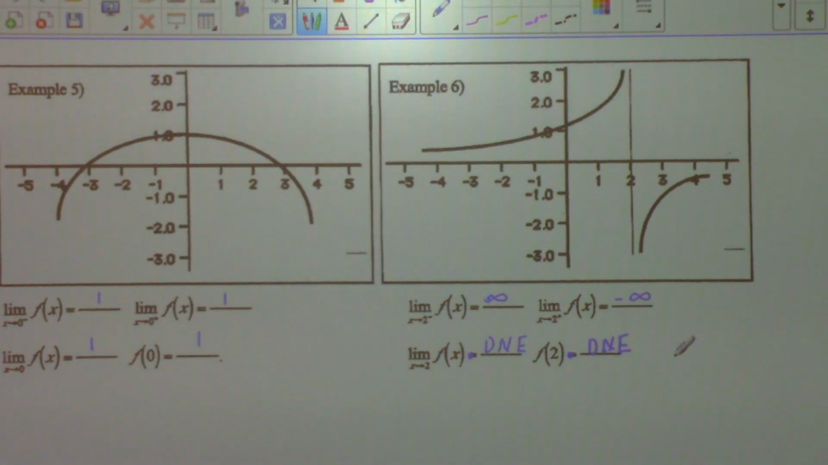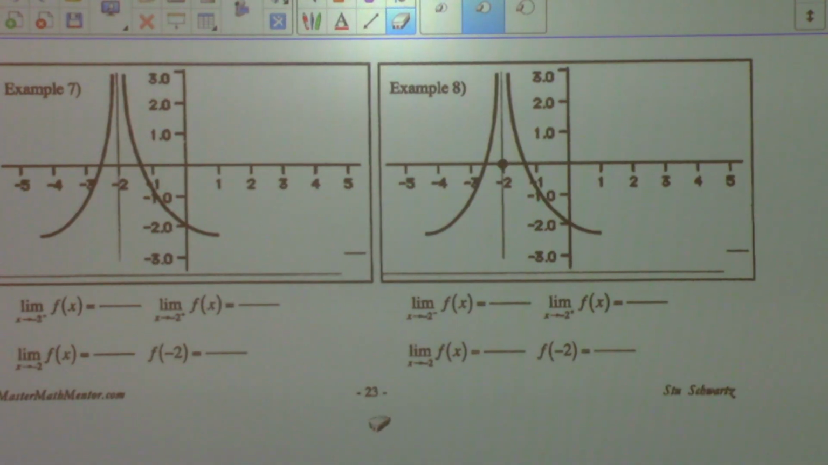Now, I do want to caution you about something, because you could have an asymptote like this, where from one side it's going like this, and from the other side it's going like this. Okay? So you could see that. If you see something like that, what example is that, Aaron? Examples 7 and 8. So we're going to cover that later.